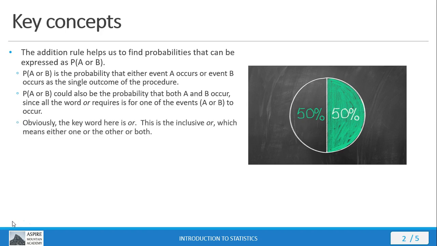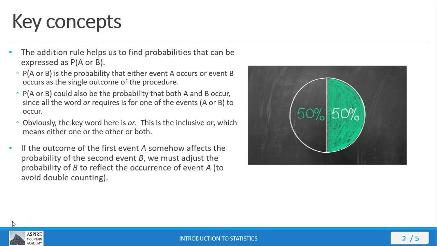What you need to keep in mind here is that the key word is obviously "or", and we're using this word in the inclusive sense. So it could be one or the other, or it could be both. Now, if the outcome of the first event A somehow affects the probability of the second event B, we must adjust the probability of B to reflect the occurrence of event A. We do this to avoid double counting, so we get a more accurate tally of the probability.